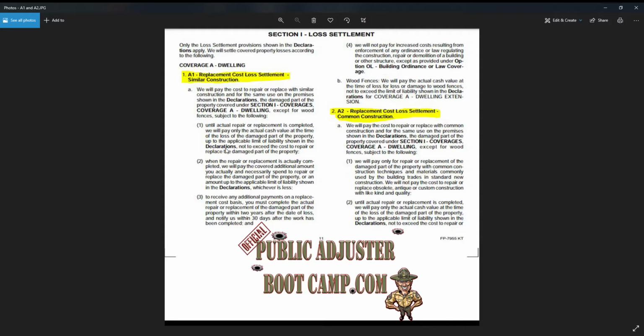Now, when you introduce A2 as a replacement cost loss settlement, A2 is we will pay the cost to repair or replace with common construction and for the same use on the premises shown in the declarations. Let's look at number one. We will pay only for repairs or replacement of the damaged part of the property with common construction techniques and materials commonly used by the building trades in standard new construction. Quite simply and literally, that means that the 2x6 that you have there will remain, and the nominal 1 3/4 by 5 3/4 board, because we're talking about a 2x6, is what they put up there. That would be what you would see on the right side. So picture a gable in your mind, and picture on the left side of the gable you see the 2x6, and on the right side of the gable you see what is commonly bought in a store today.